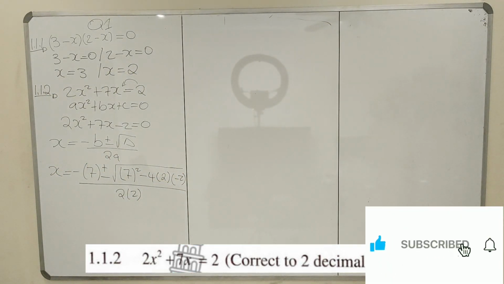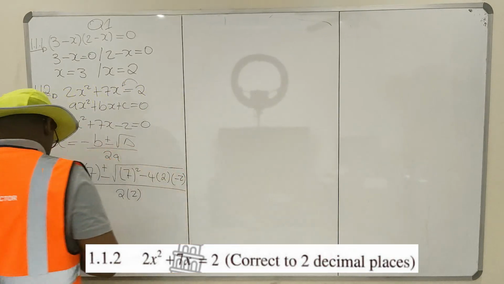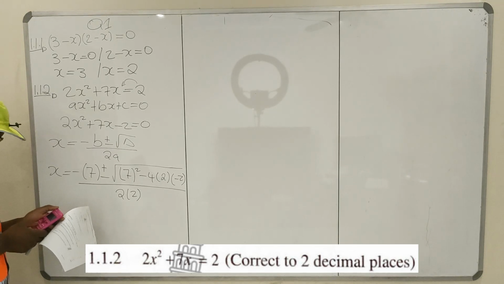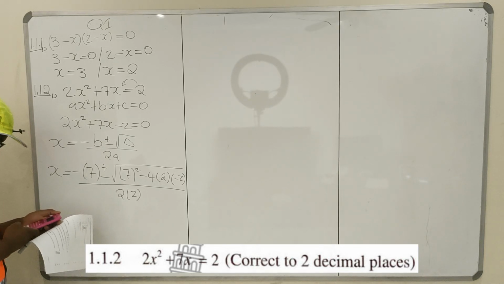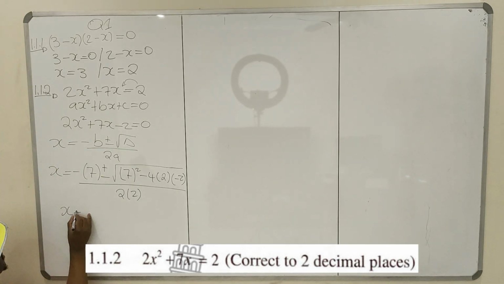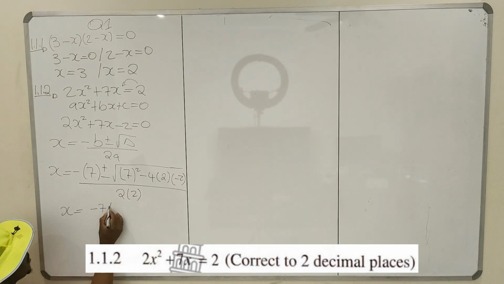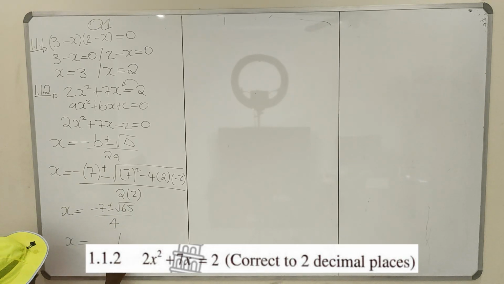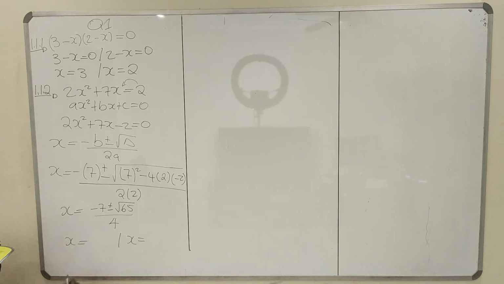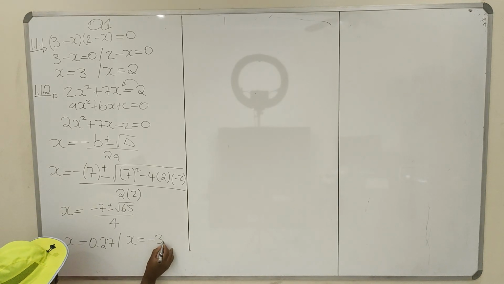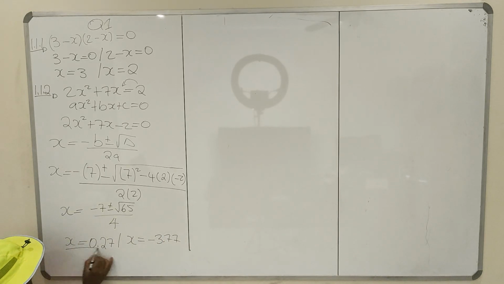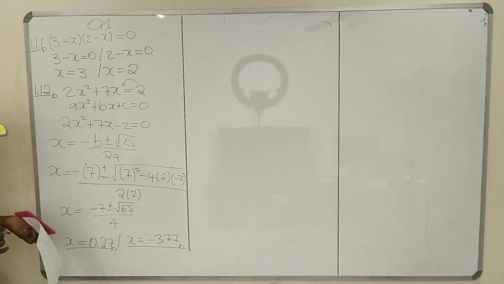So what is it? Negative 7 plus or minus the square root of 7 all squared minus 4ac, all over 2 into 2. So you get that x is equal to minus 7 plus or minus the square root of 65, all divided by 4. Then you write the decimal versions of these answers. x is equal to 0.27 or x is equal to negative 3.77. So these are the solutions for this equation.